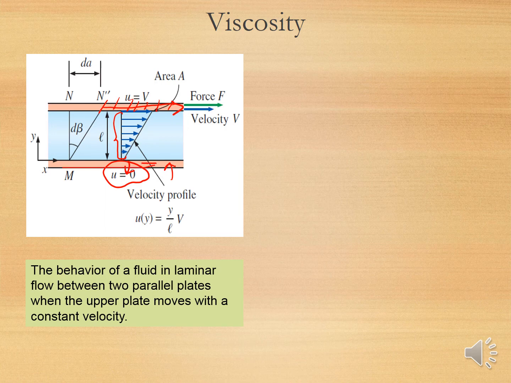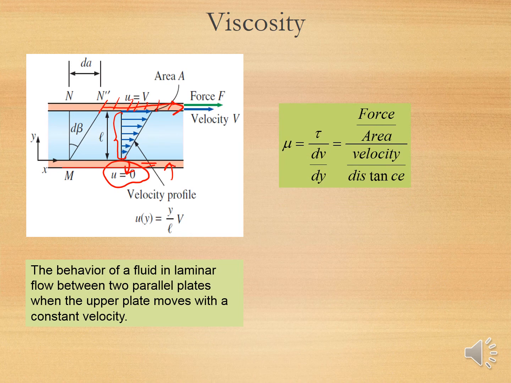From the equation that we derived before to determine the shear rate, we can rewrite the equation in order to determine the dynamic viscosity, in which the shear stress is related to the force per area, and the velocity gradient is the change in velocity over the change in distance.